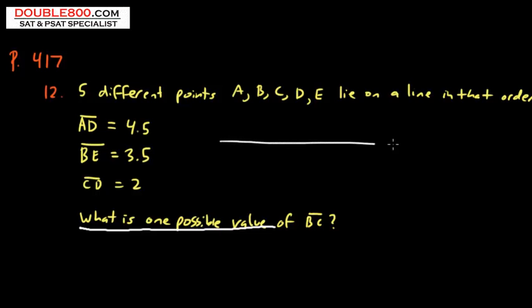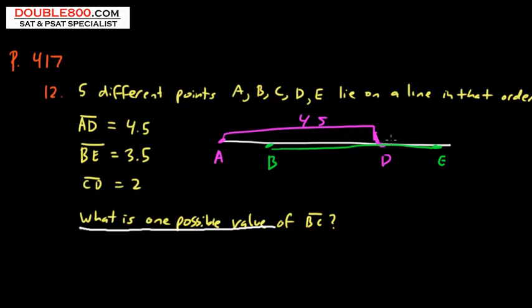We have a line, and these points, let's do the points first respectively in that order. So AD is 4.5, and I'm going to use different colors. Obviously you can't do that on the test, but you just want to make sure it's easy to understand with the line segments. So now we have BE. Remember their respective order. So B, and I'll just make it out to here. That's E, and so that is 3.5.